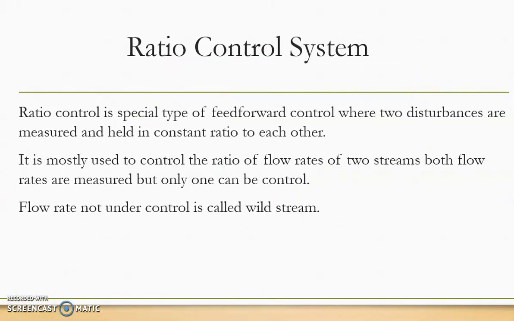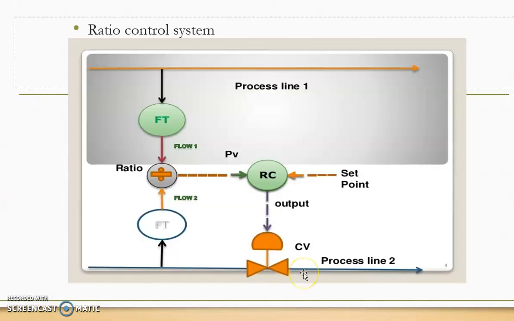The next important control system is the ratio control system. Ratio control system is a special type of feed-forward control where two disturbances are measured and held in constant ratio to each other. It is mostly used to control the ratio of flow rate of two streams. Both flow rates are measured, but only one can be controlled. The flow rate not under control is called the wild stream. So the flow rate which we are not controlling is nothing but the wild stream. We will try to understand the ratio control system by these examples.